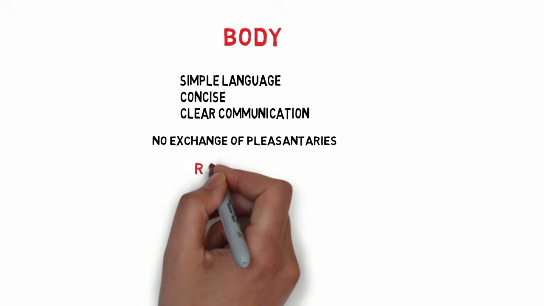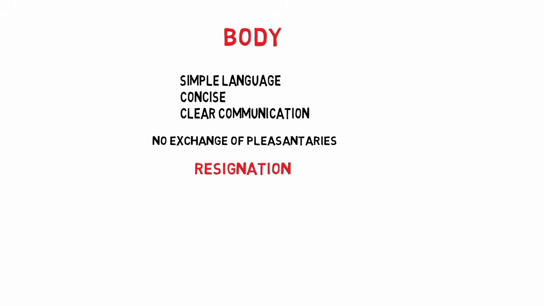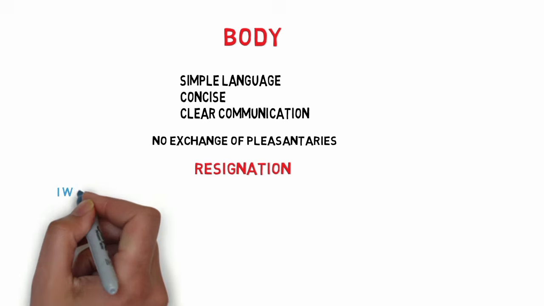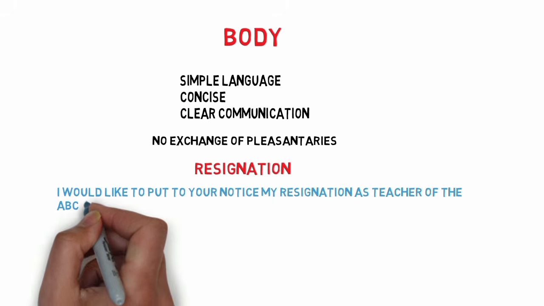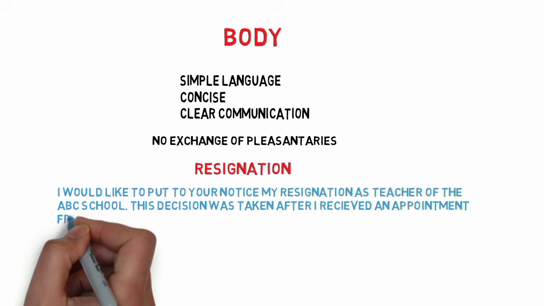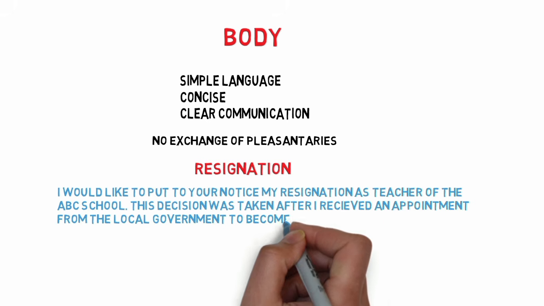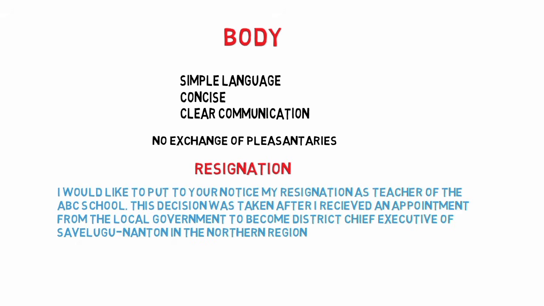Let's say you are writing a letter of resignation to the headmaster of the school in which you teach. You can immediately start the body like this. I would like to put to your notice my resignation from the position as teacher of the ABC school. This decision was taken after I received an appointment from the local government to become district chief executive of Savlogun Antong in the northern region. Now take a look at how I began the body. I went straight to the point without any unnecessary introduction or greetings.